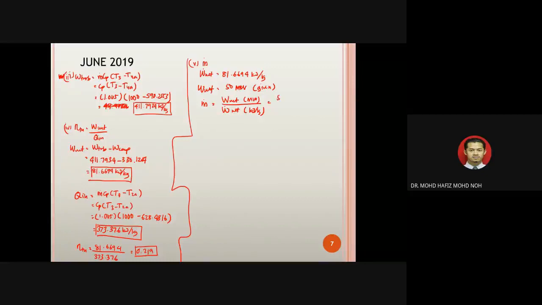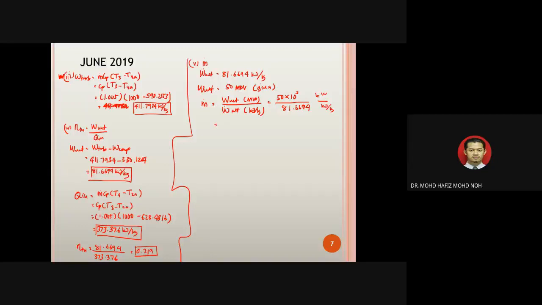So 50 megawatt is 50 mega, which you can give into this one. And then this one is 81.6694. Why do you multiply by 10 to the power of 3? Because this one is in kilowatt and this one is in kilojoule. So it's kilo, so you maintain in kilo. From here you can find the value of the mass flow rate.